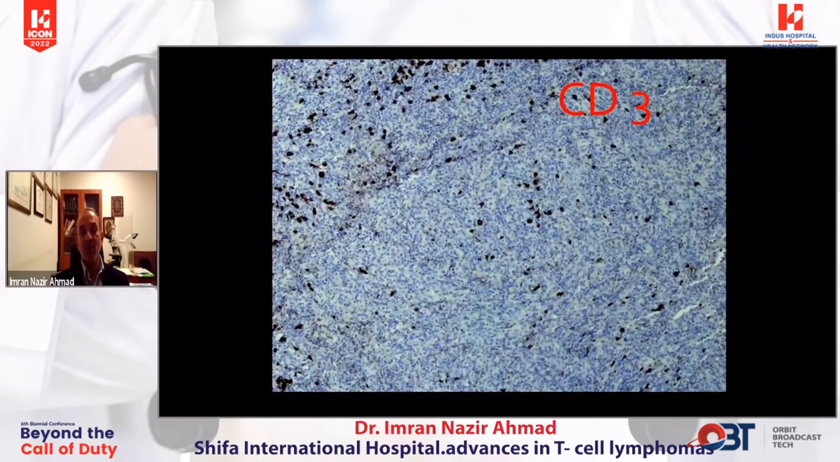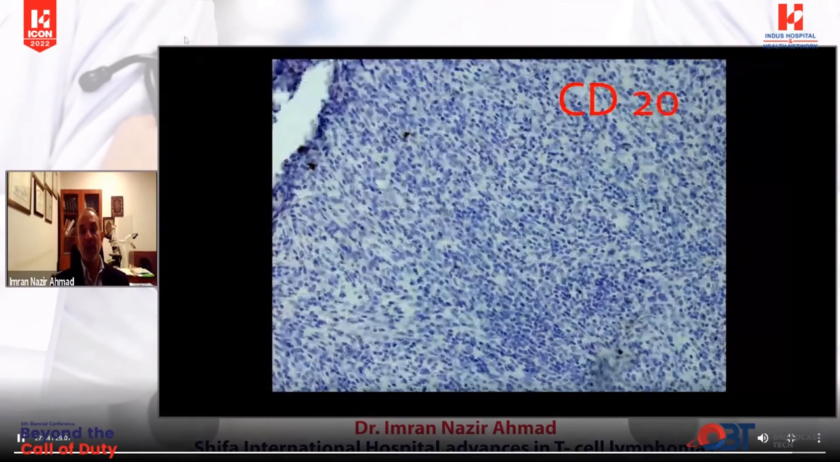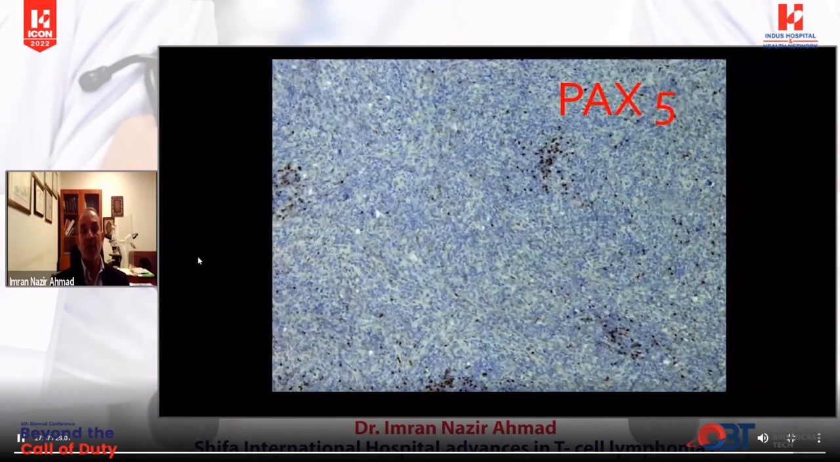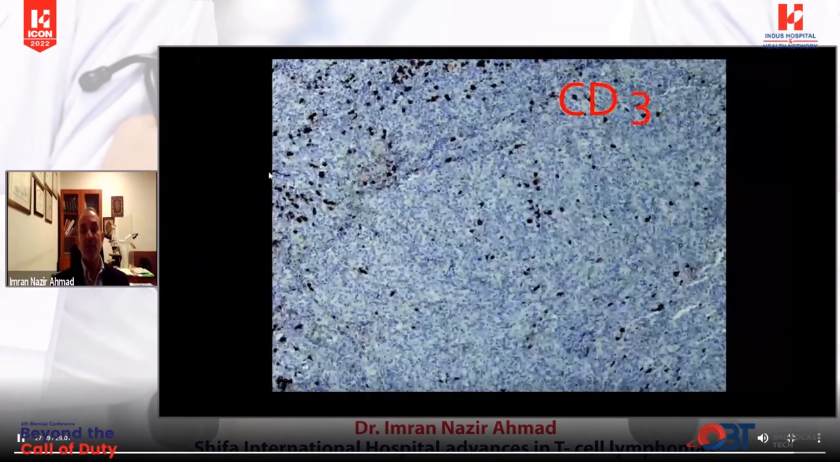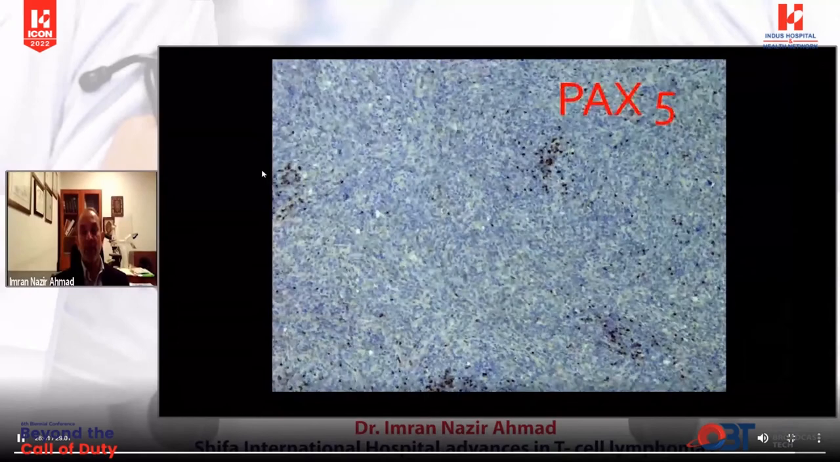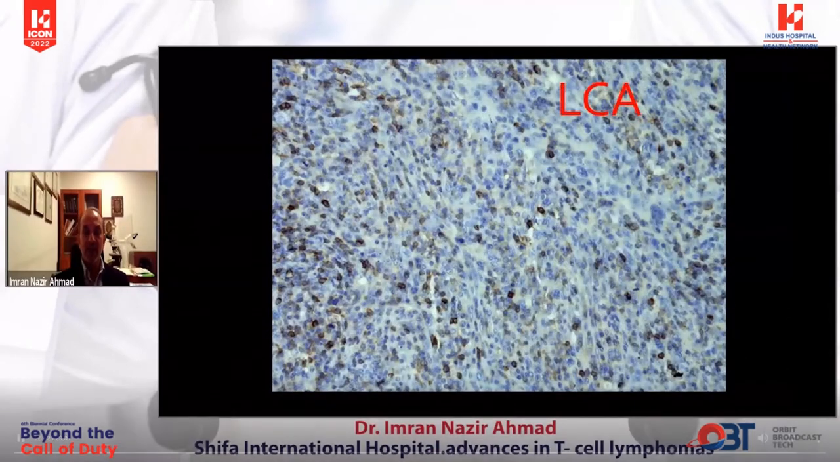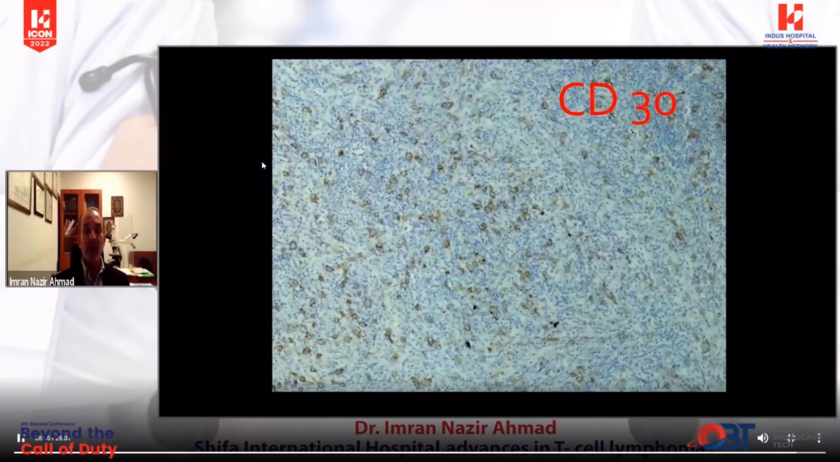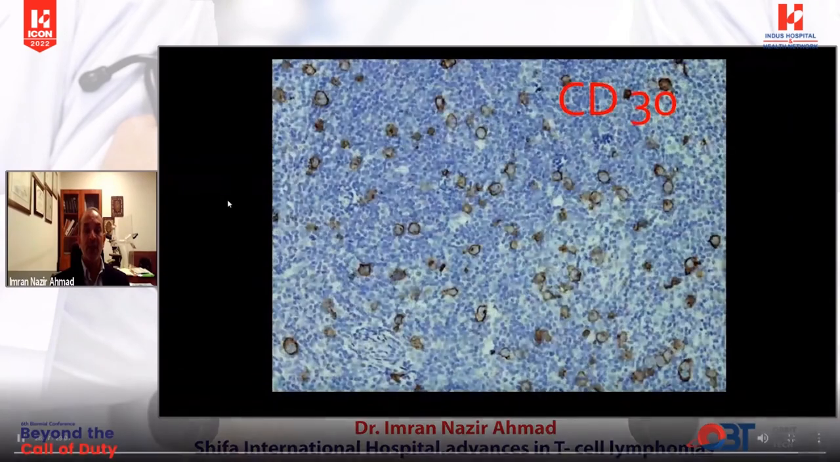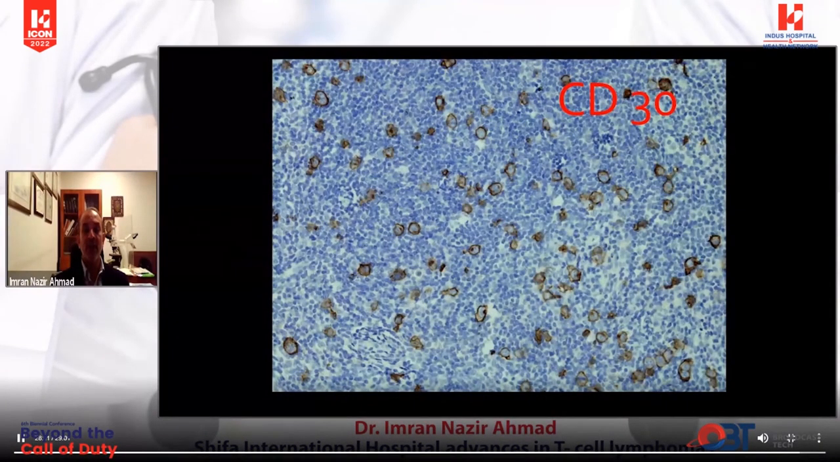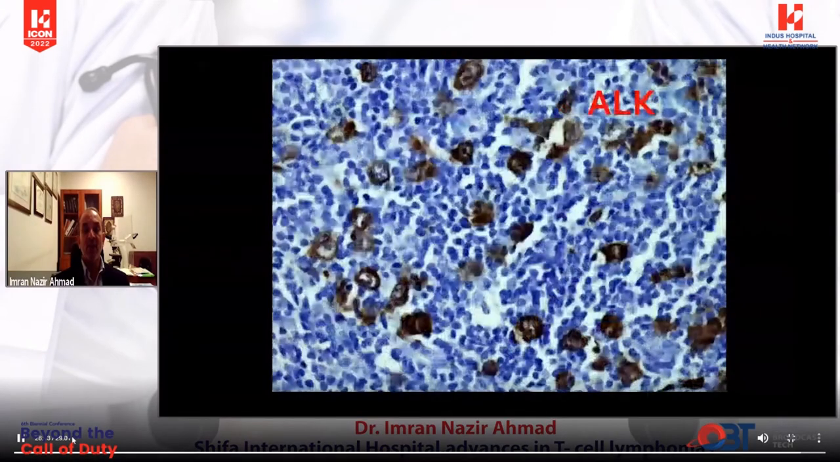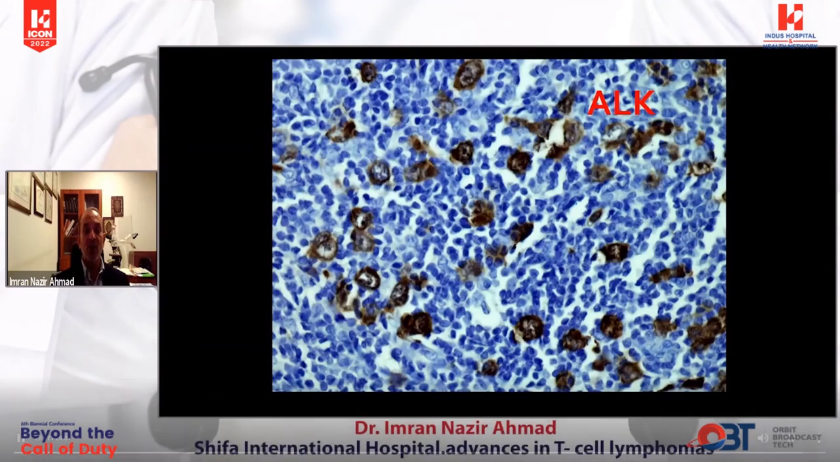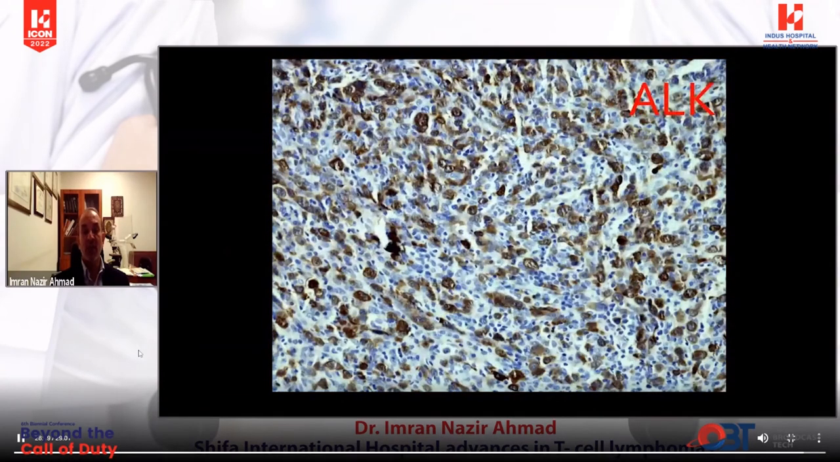Lymphoma was negative for CD3, negative for 20, negative for PAX5, LCA was focally positive, 30 was positive in a lot of cells, and on higher power, you can see very nice, crisp Golgi type of pattern. And then at this stage, we applied ALK, and ALK came out very nicely positive in almost all of the cells. So you can again see abundance of these ALK positive cells.